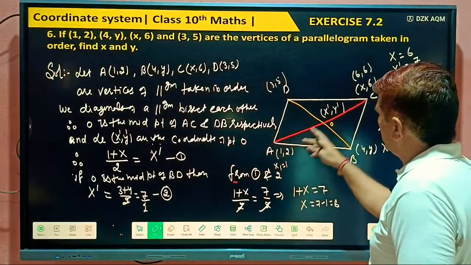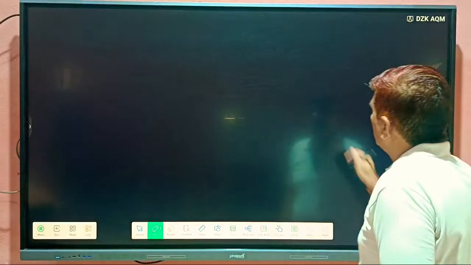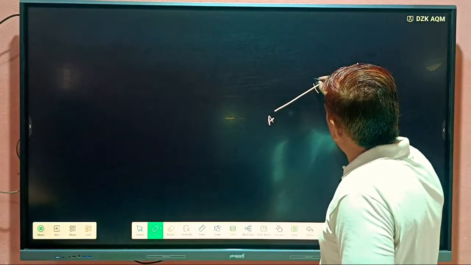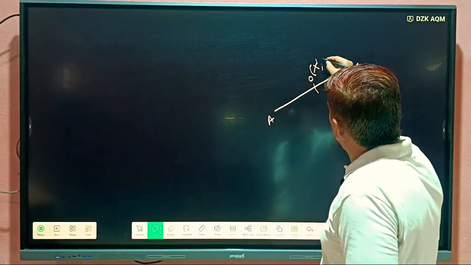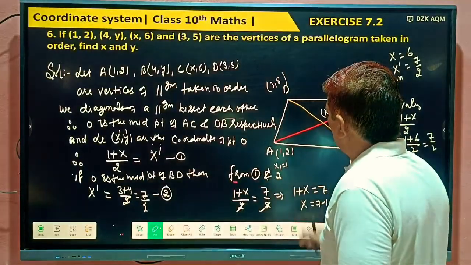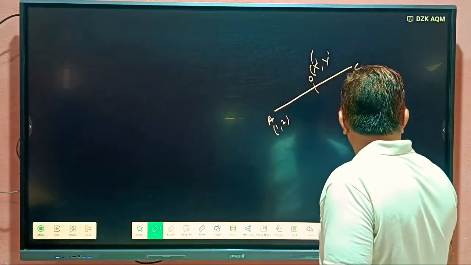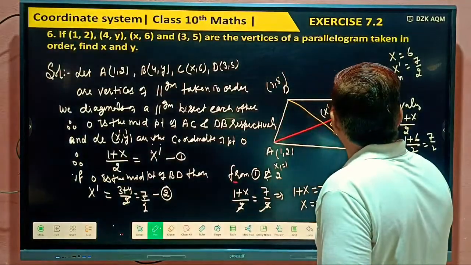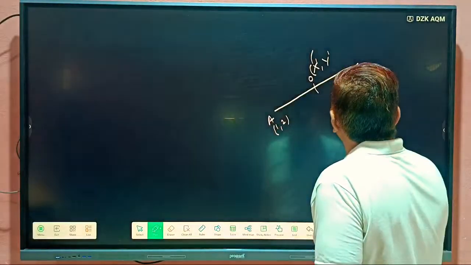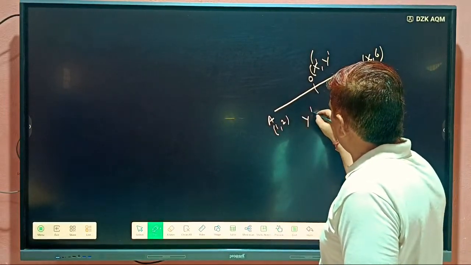So here we have taken the line AC. AC is like this. A is this, C is this. This is the point O whose coordinates we have to find out. This we know: A is 1 and 2. And what is C? C is x and 6. So y dash is equal to what?